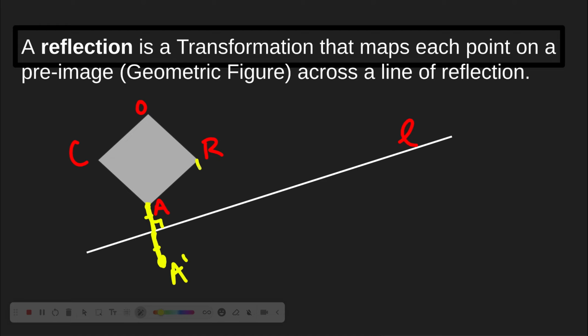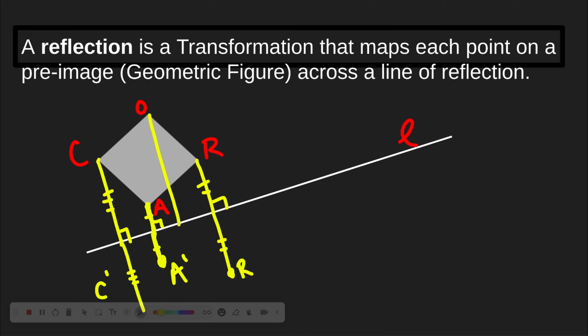I'll do the same thing with R. I'm not gonna probably have enough room. Form a right angle, go this far, and this is where the new R will be. Do the same thing with C. Form a right angle, go the same distance, and down there would be where the new C would be. And unfortunately, our O would probably be down there, maybe even off the page.